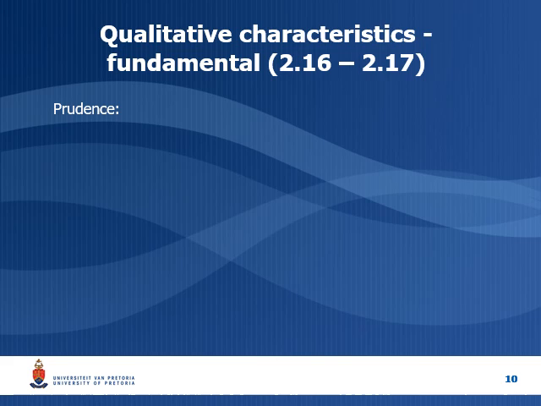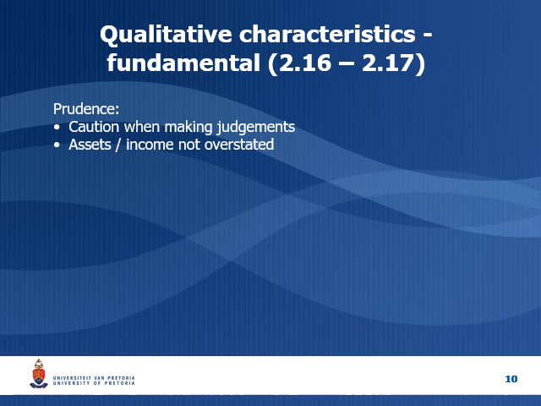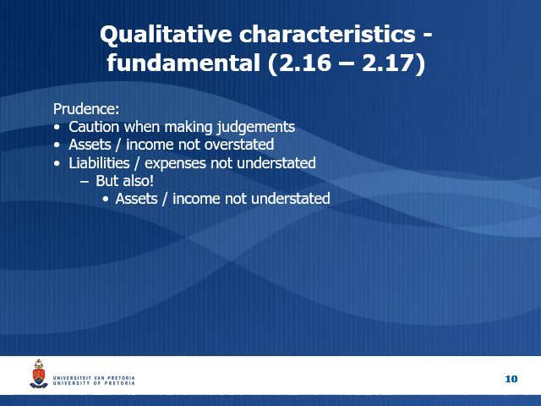Prudence is defined as the exercise of caution when making judgments under conditions of uncertainty. When prudence is exercised, assets and income will not be overstated, and liabilities and expenses will not be understated. But on the other hand, assets and income may also not be understated, while liabilities and expenses may not be overstated. So prudence works in both directions.